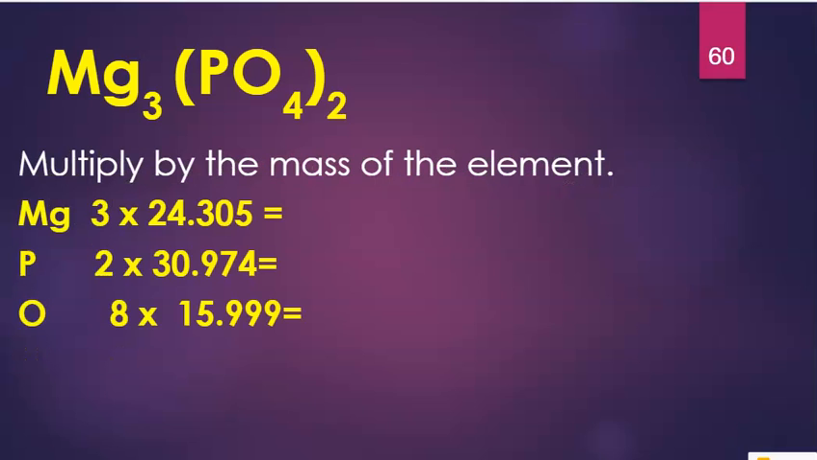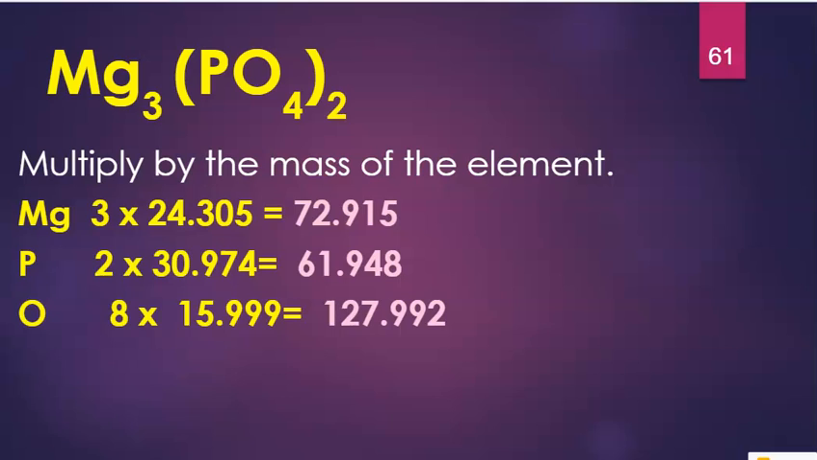Then we need, for our next step, to multiply by the masses of the element. So I get these numbers from the periodic table. That 24.305, I didn't pick that out of thin air. That's the molar mass of magnesium. So 3 times 24.305. Then I'm going to do the same thing for the phosphorus. That 30.974 comes from the mass of the phosphorus. 15.999 is the mass of the oxygen. So get your calculators out, plug it in, pause that video.